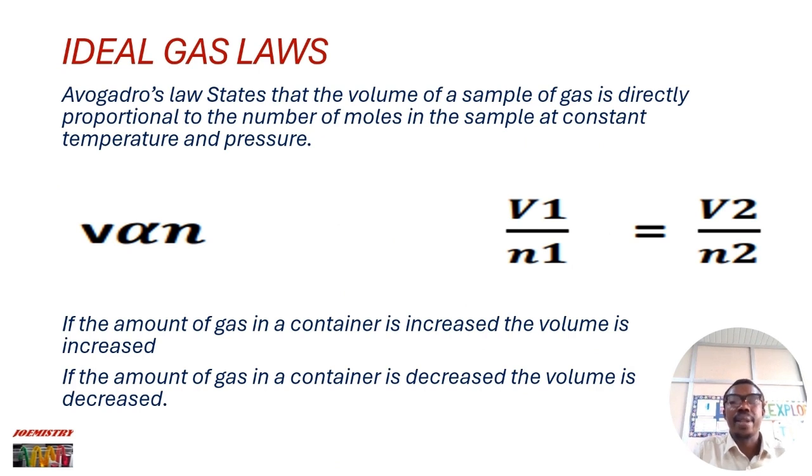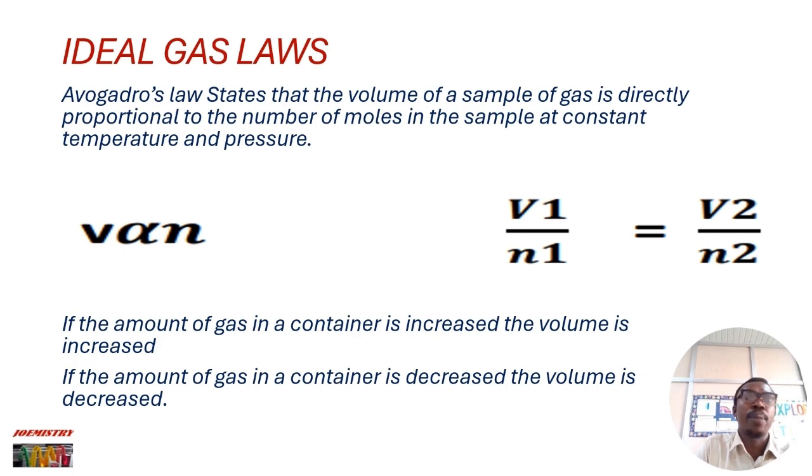So still on ideal gas laws, we are looking at Avogadro's law, which states that equal volumes of all gases at the same temperature and pressure contain the same number of moles. So Avogadro's law states that the volume of a sample of gas is directly proportional to the number of moles in the sample at constant temperature and pressure. So we have to do with constant temperature and pressure.